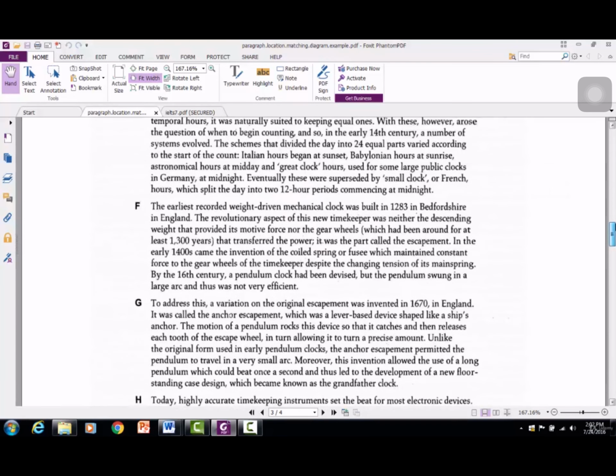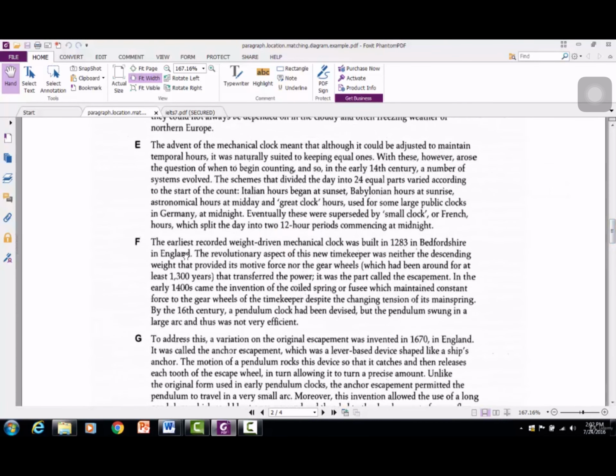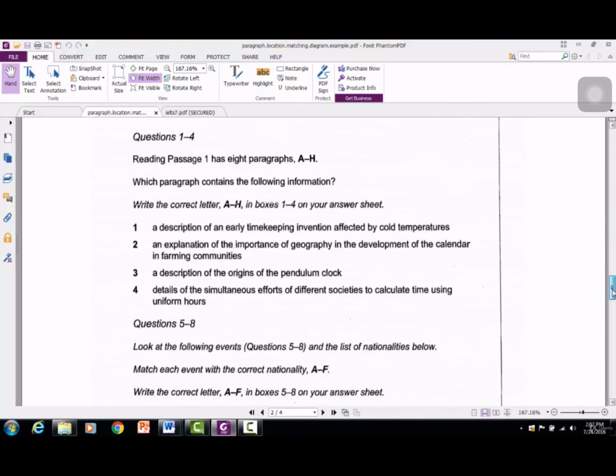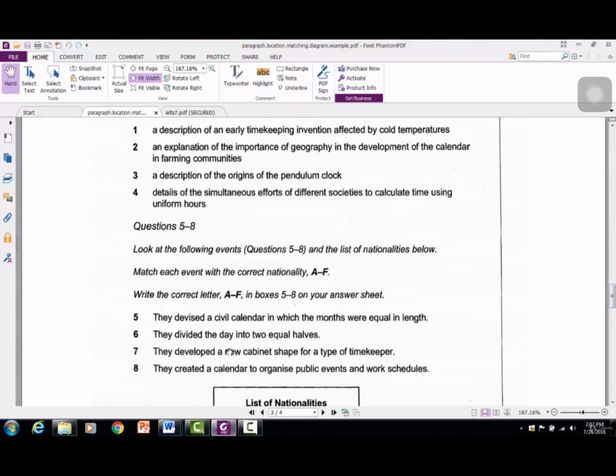English. Here's England right here. England is a substitute for English. In paragraph F, where it says England, the earliest recorded weight-driven mechanical clock was built in 1283 in Bedfordshire in England. The revolutionary aspect of this new timekeeper. Okay, so we see that England is a match for develop a new cabinet shape for a type of timekeeper. So number 7 would be England.